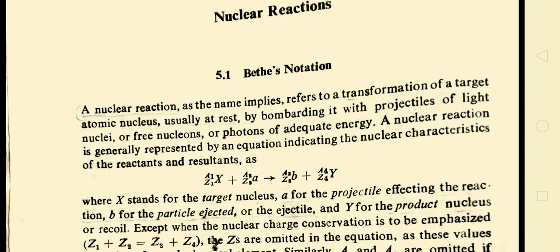Here X represents the target nucleus, A1 is its mass number, and Z1 is its atomic number. Small a is the projectile which hits the target nucleus, A2 is its mass number, and Z2 is its atomic number. And small b is the ejectile. In addition to a product nucleus, some particles are also emitted, which are known as ejectiles, represented by b, and Y is the product nucleus.